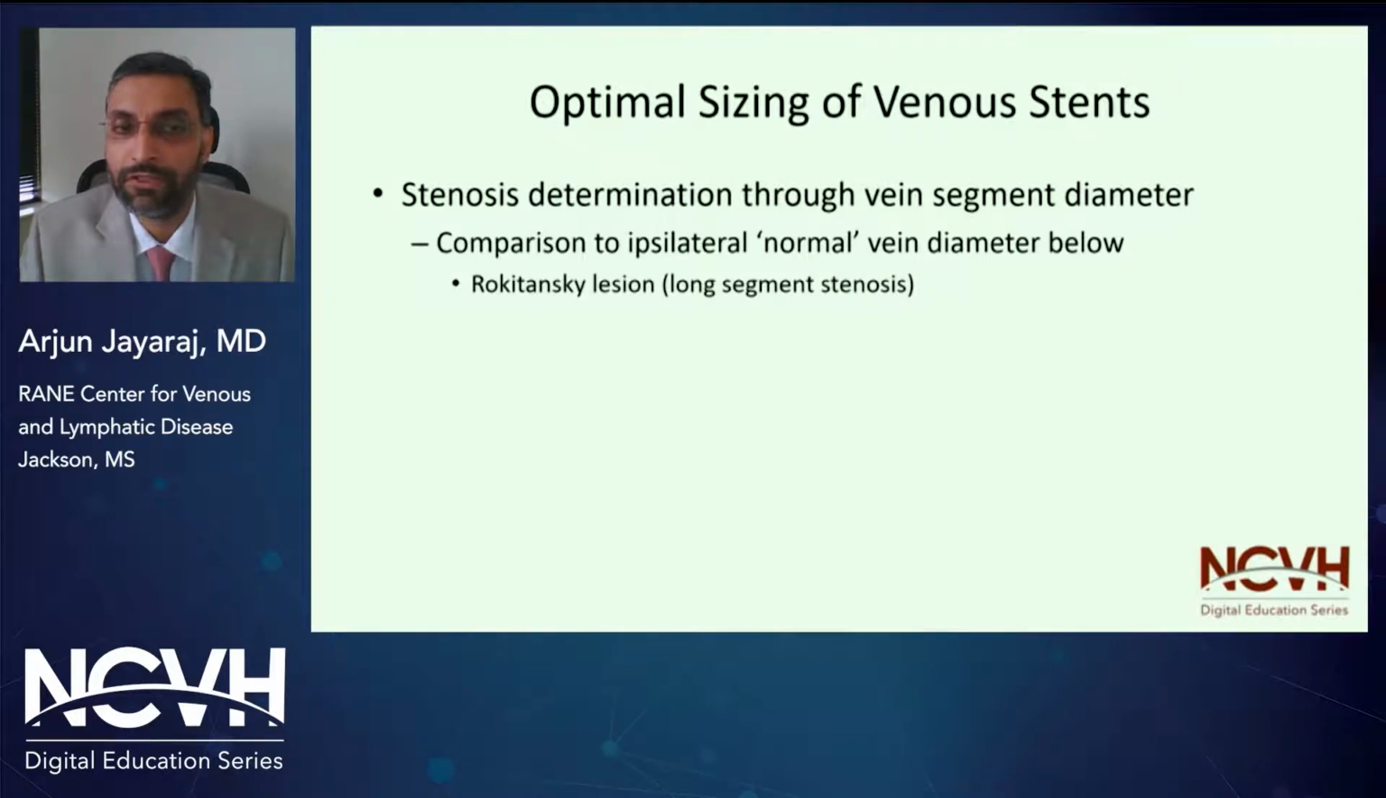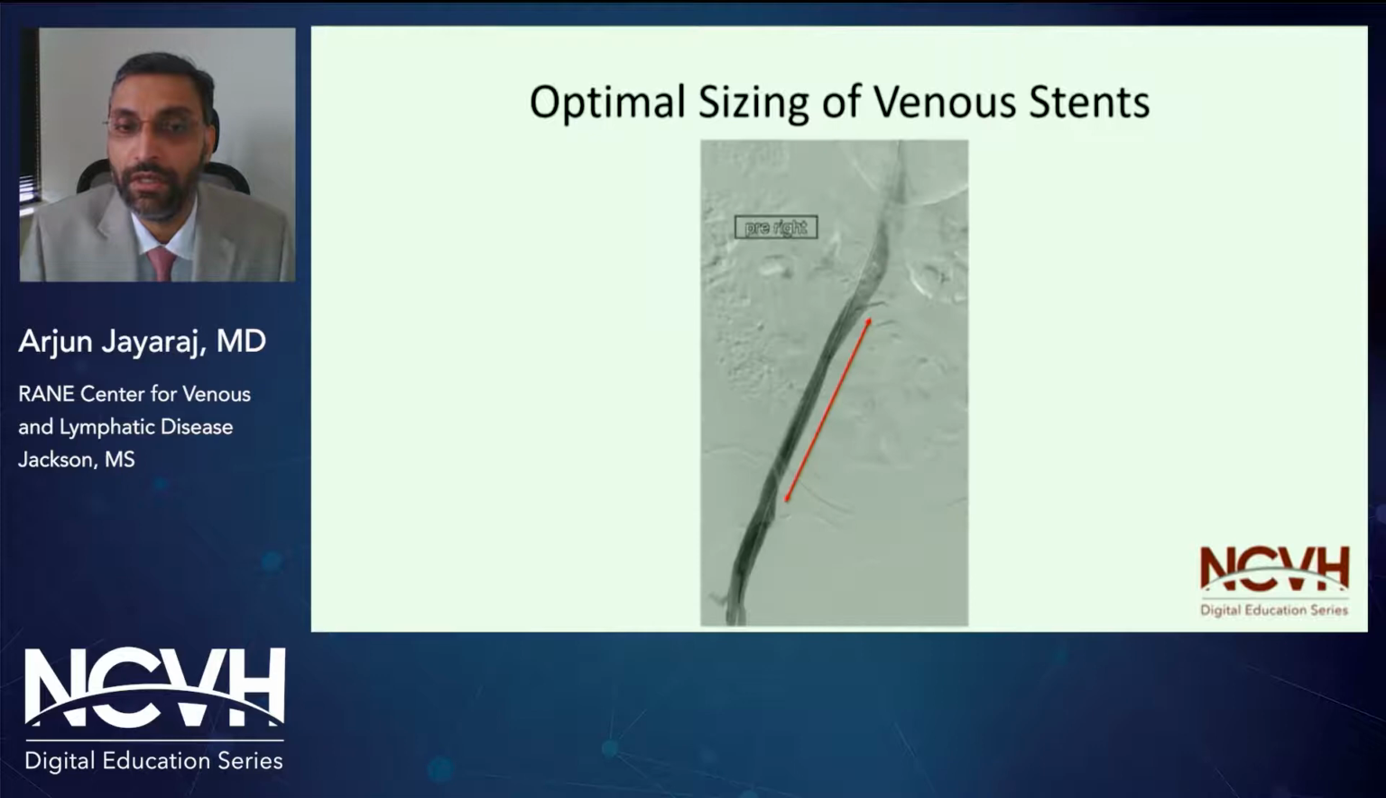Now, an often used technique of stenosis determination is comparison to the ipsilateral normal vein diameter below. The problem with this particular technique is that one can encounter what is called a long segment stenosis or a Rokitansky lesion. And this is an example of the same. You'll see that there is diffuse stenosis of the external iliac vein.